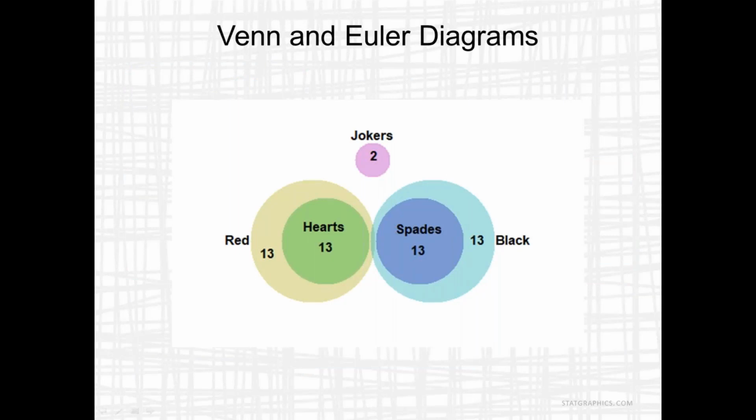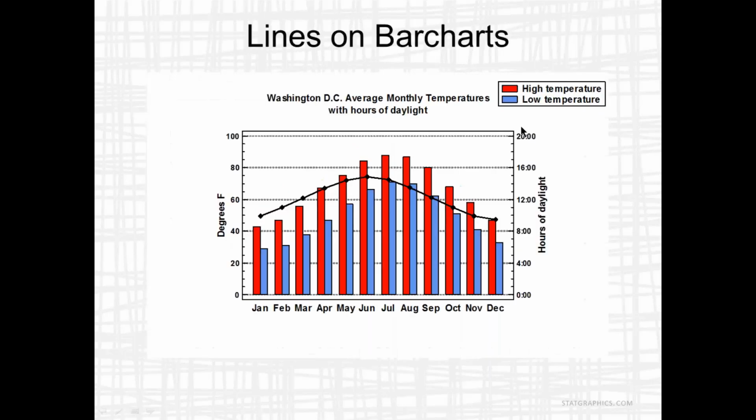Okay, just a couple pictures for you. That's a picture of a Venn and Euler diagram laying out the sets having to do with a deck of cards, an ordinary 52 plus jokers set of cards.